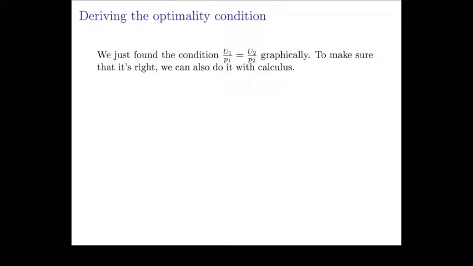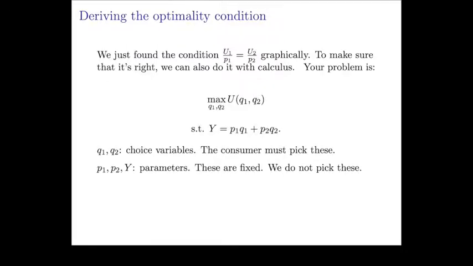Now it's time to figure out the same optimality condition, but using calculus. So the optimization problem that the consumer is trying to solve is to maximize their utility. They want to choose their bundle Q1, Q2 to maximize their utility, but they have to do this subject to the constraint that their income exactly equals the cost of the bundle.